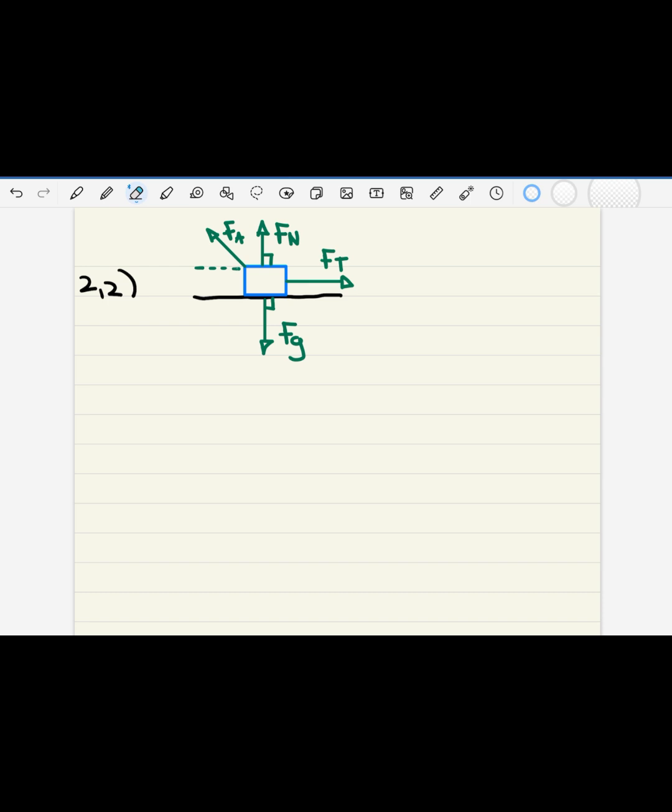So finally, we will go and draw that in. The force of friction. Now, what do we have? 1, 2, 3, 4, 5 forces. So therefore, 5 marks. Nice and simple. Moving on to question 2.3.